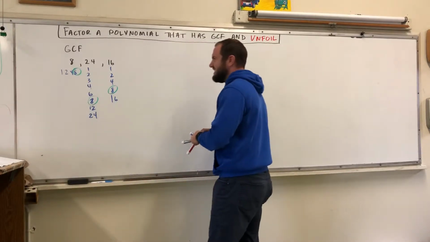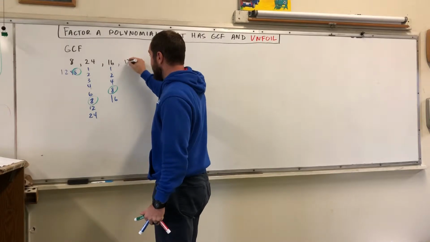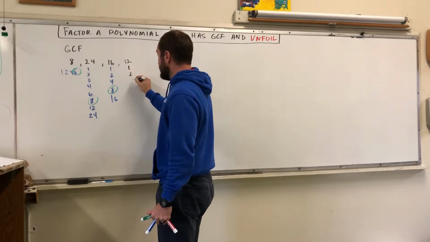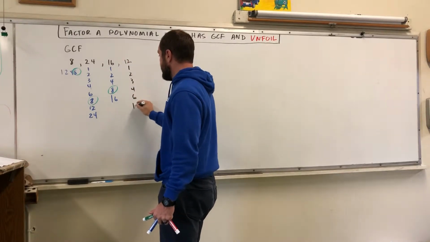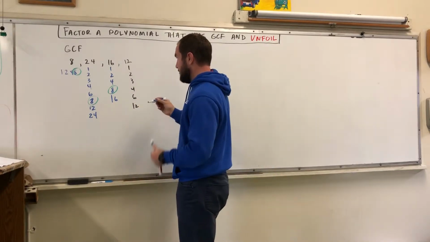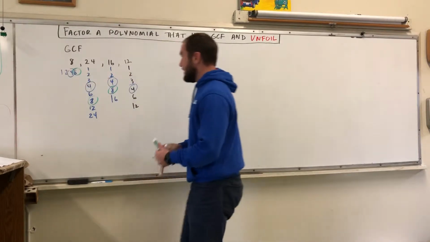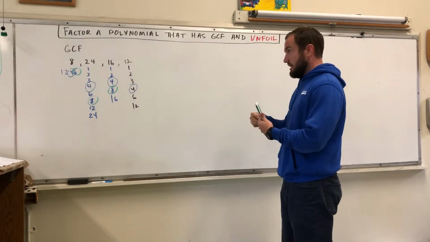Let's say I added a 12 into that list of numbers: 1, 2, 3, 4, 6, 12. I lost the 8, so now my greatest common factor would be 4. Okay, and that's all we're looking at there, just the greatest common factor.